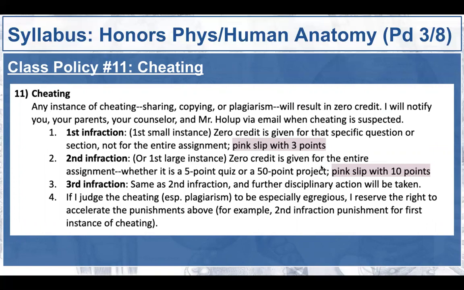If it happens again, you will get a pink slip worth 10 points, or maybe it's a larger example of cheating. Then you will get no credit for the entire assignment, plus that pink slip worth 10 points. Now, if it's the third time, then that is going to be the plagiarism one from the handbook. And hopefully by this point, you would have learned your lesson, but that would constitute 15 points and Saturday detention. So I hope it never gets here, but if it does, now you know what to expect.